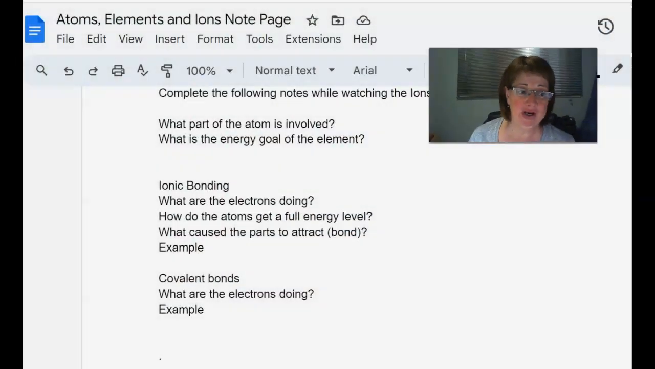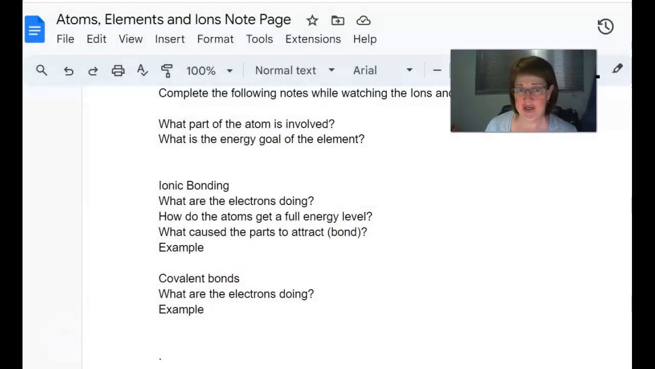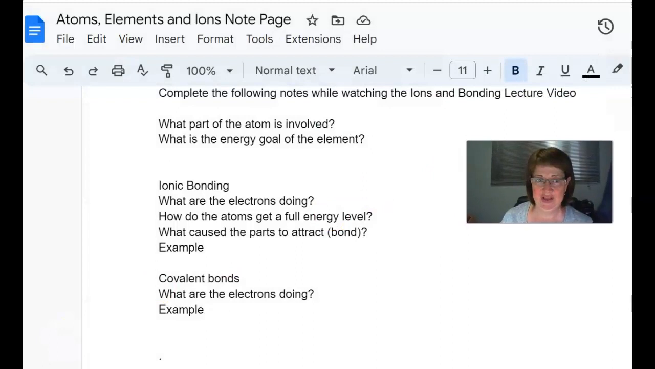Hello, just a few summary notes to go over bonding. Now, when we look at bonding, there are two types of bonding. We're going to look at ionic and covalent. Now, if we go to the bottom of the atoms, elements, and ions notebook, you have these questions here. These are the ones we're going to look at.